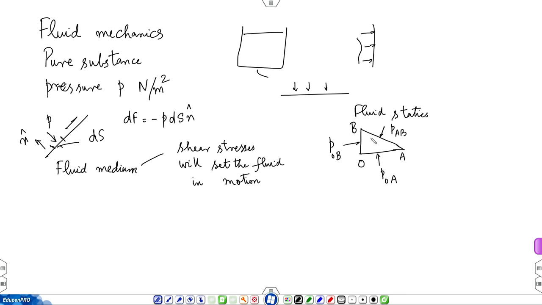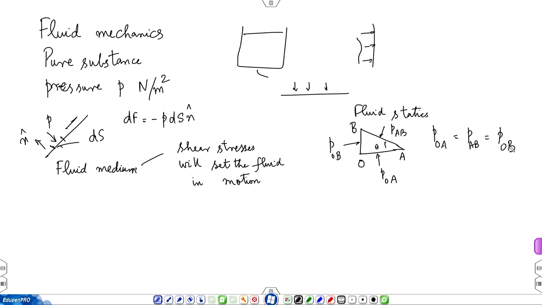So, let us say we carry out a force balance. Let us say this angle is theta, okay, then you can readily see that P_AB times AB times cos theta will balance P_OA times OA. So, AB cos theta is OA. So, you get P_OA equal to P_AB equal to P_OB, up to the weight of the element.